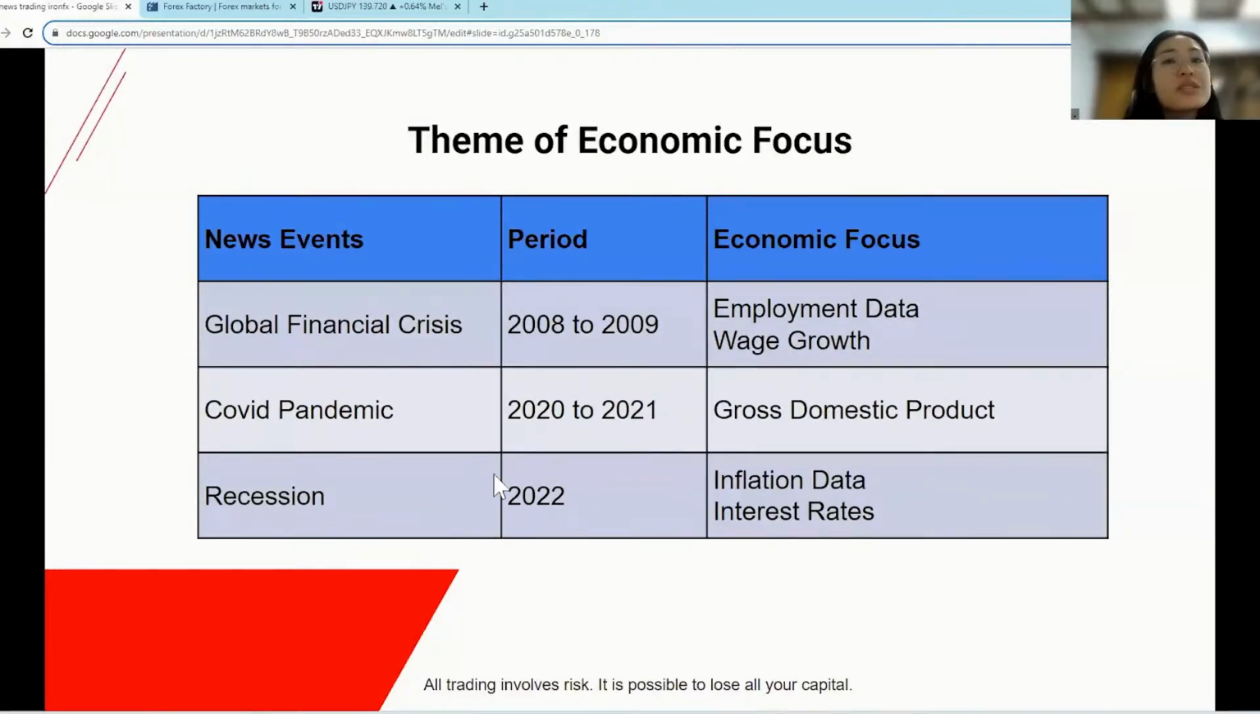Currently, the current news event is looking at predicting when the recession will occur. Some people are thinking that we are currently in a recession. Some people think it hasn't happened yet. But our economic focus at the end of the day, whether you think it is currently happening or not, is the inflation data as well as the interest rates. So this is what the governments are controlling. So this is our economic focus currently.